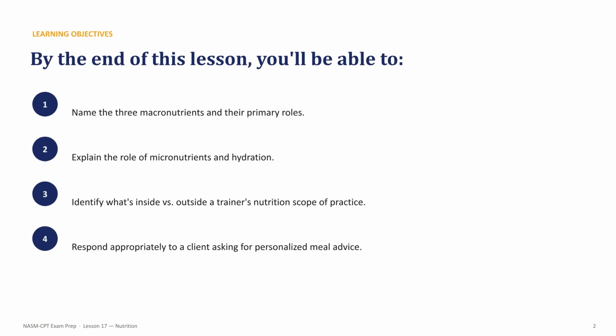By the end of this lesson, you'll be able to do 4 things. First, name the 3 macronutrients and their primary roles. Second, explain the role of micronutrients and hydration. Third, identify what's inside versus outside a trainer's nutrition scope of practice. And fourth, respond appropriately to a client asking for personalized meal advice. Let's build these one at a time.